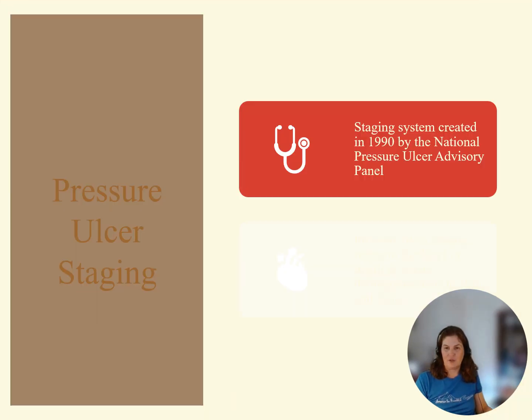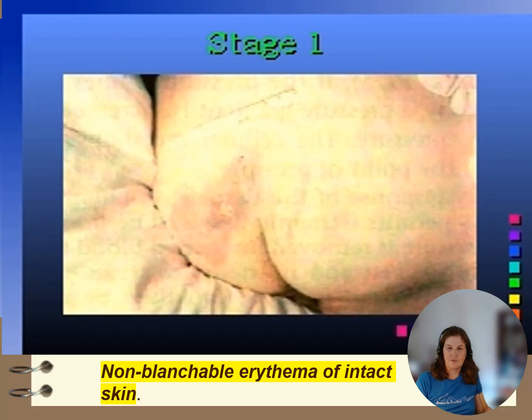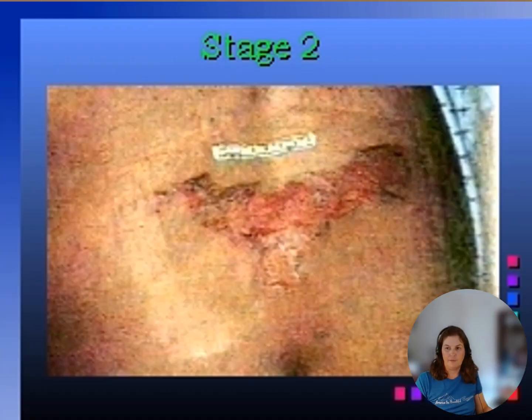Staging pressure ulcers. Stage 1, non-blanchable erythema and intact skin. If you touch it and it does not blanch, that's non-blanchable erythema. That's the beginning stage. The site might be painful, firm, soft, warmer, or cooler.